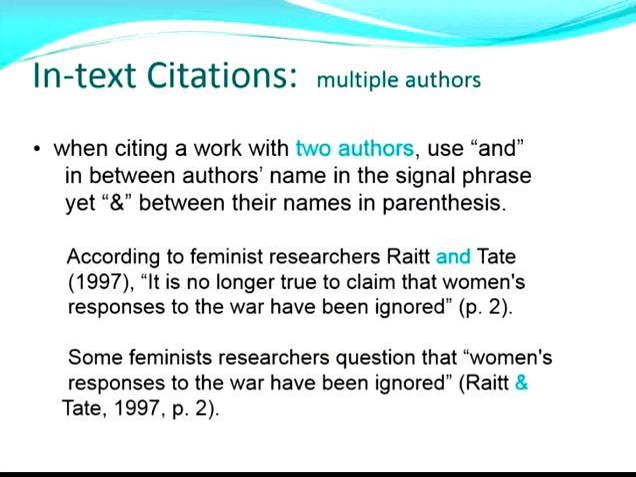In our in-text citation, we have Rate, ampersand Tate, comma, 1997, comma, p. 2. So that's letting us know it's on page 2 of the Rate and Tate piece that was published in 1997. So we have all the information we need there to go to the reference page, and then from the reference page to go find that source. Now, what if you have more than 2 authors?